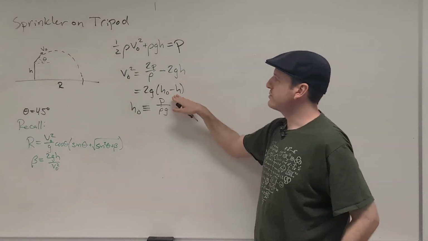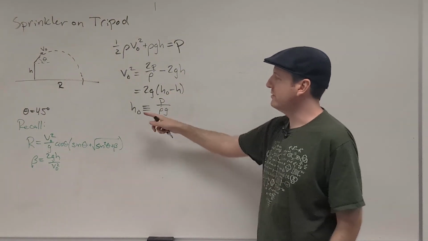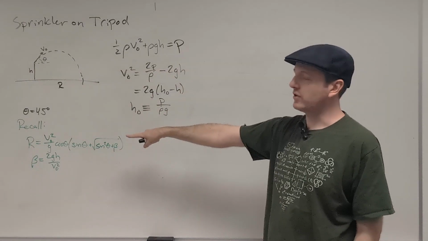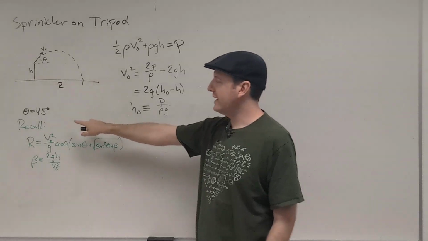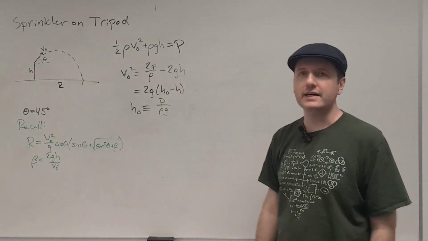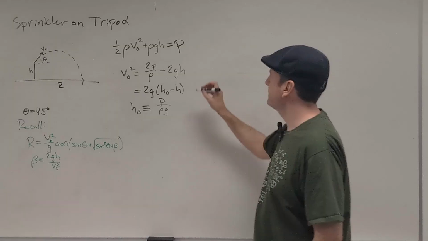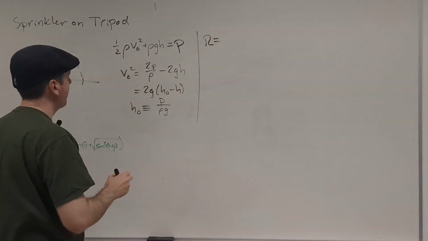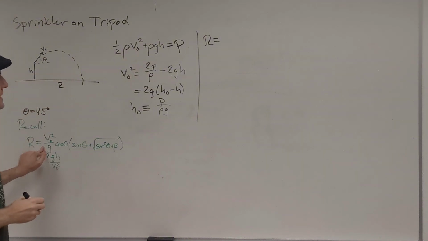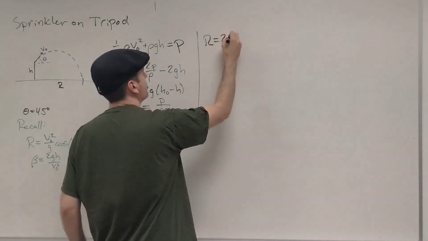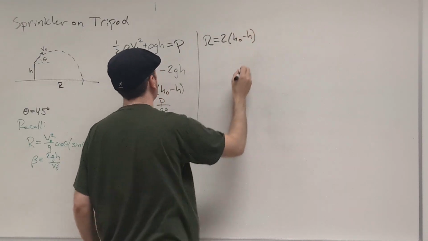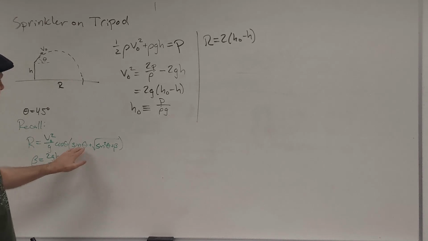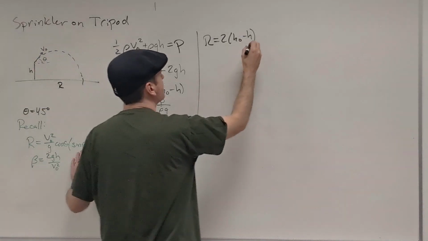Now we're ready to take this expression for v naught. Actually, I could have left it as v naught squared over g, since that's what's going in here, and sub it in for R. At the same time, I'll go ahead and simplify things by using my theta equals 45 degrees. Okay, so v naught squared over g is just going to be 2 h naught minus h. We've got a cosine of 45 and then a sine of 45. All of those are 1 over root 2.